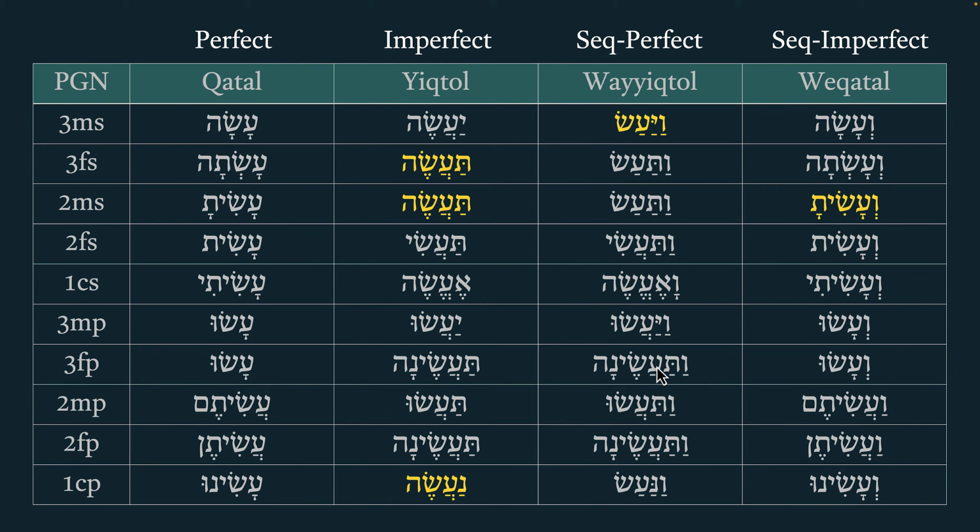But at the moment, what we have here on the screen is the person, gender, number: third person masculine singular. And for example, this is second person feminine singular, second person feminine plural. 1 CP means first person common, that is both masculine and feminine. It applies to both, plural. So P is plural, S is singular, M and F masculine, feminine, third person, second person, first person. That's how you read it.